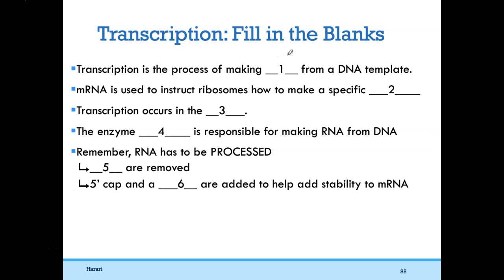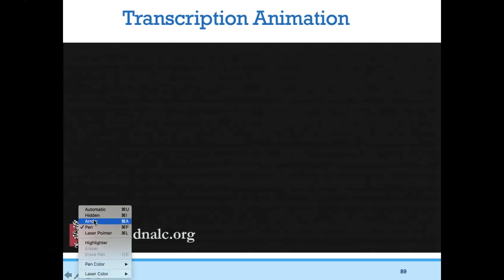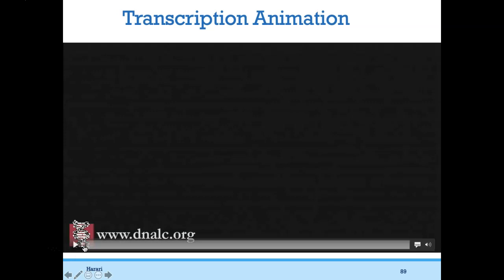we're making mRNA, instructions to make specific proteins. Transcription occurs in the nucleus. The enzyme RNA polymerase. Introns have to be removed. 5' cap and a poly A tail, 3' poly A tail have to be added. And here is a video that shows transcription in a more realistic light.